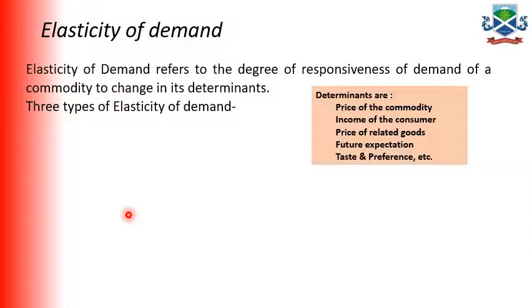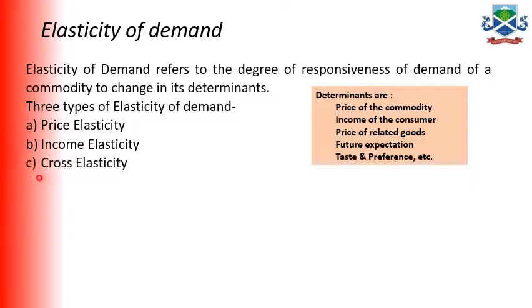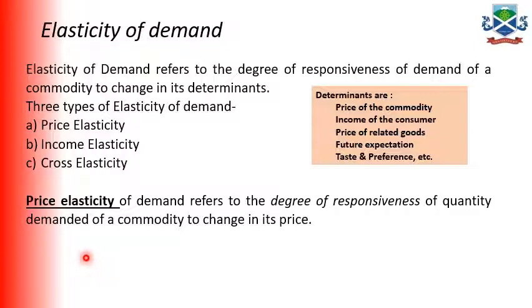Now, there are three types of elasticity of demand. They are price elasticity of demand, income elasticity of demand, and cross elasticity of demand. Now, what is price elasticity of demand? Price elasticity of demand refers to the degree of responsiveness of quantity demanded of a commodity to change in its price. So, if the price changes and the demand is affected, that extent, that magnitude of the change of demand is known as price elasticity of demand.